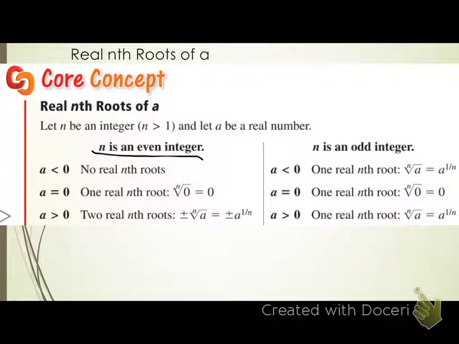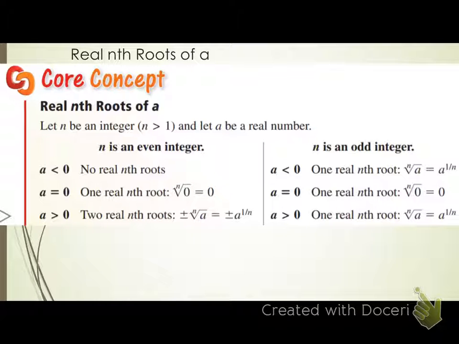And then let's talk about positive values. If a is greater than 0, then I have two real nth roots. We have to account for that positive and that negative value. So plus or minus the nth root of a equals plus or minus a to the 1 over n power. So I'd have 2 real nth roots. So that's all for if n is an even integer.